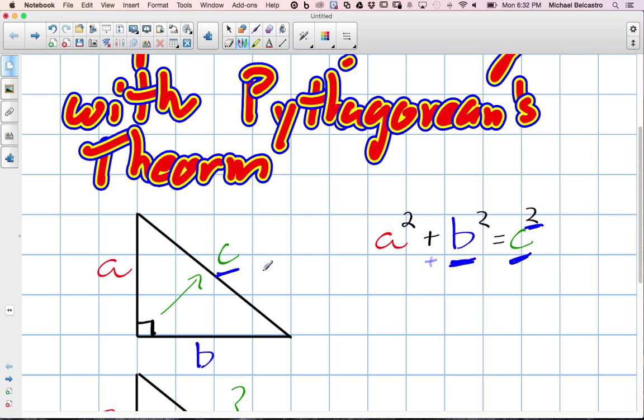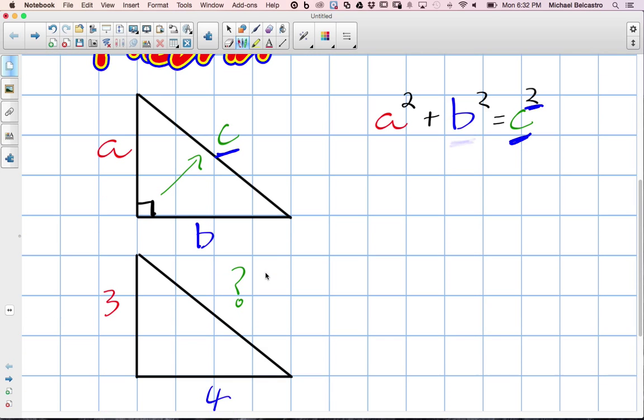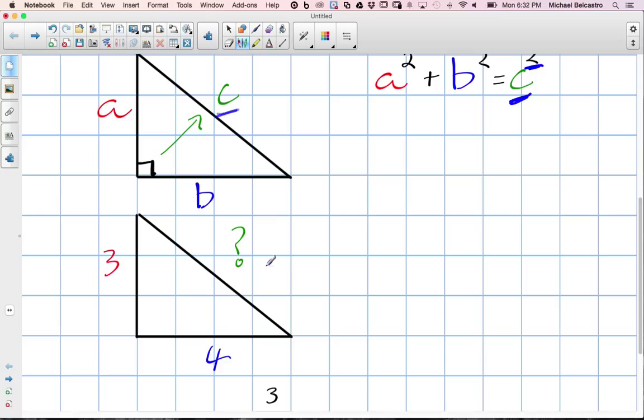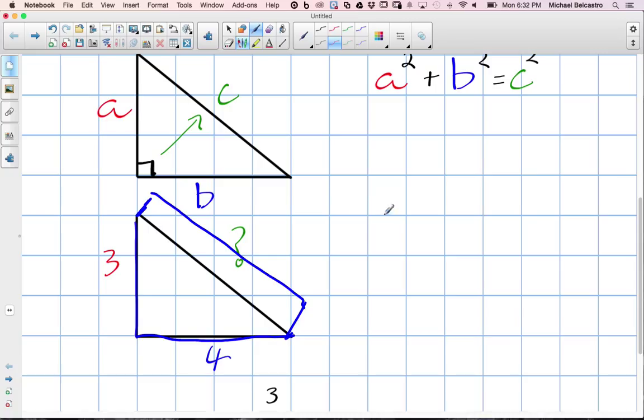Okay? So what we're going to do is we're going to try to find out this information. So this is 3, this is 4. Let's pretend I can't use a ruler to measure this. Okay, so I have to use a formula. So like my formula said, we had A squared plus B squared is equal to C squared.